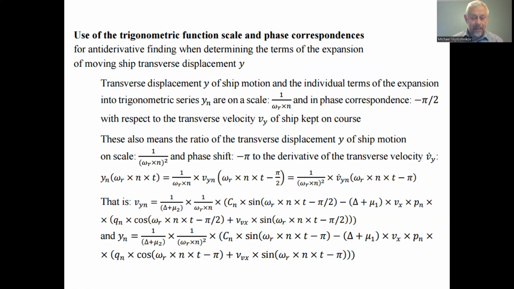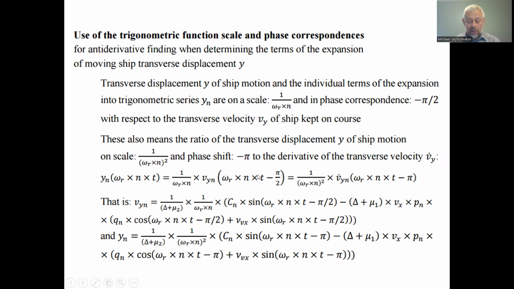After that, we have to find the transverse displacement and angular displacement. Here we find the transverse displacement of ship motion. The individual terms of the expansion into the trigonometric series have the same scale, 1 divided by the cyclic velocity of the angle of the rudder turns, by the denominator, and the phase correspondence minus pi divided by 2 with respect to the transverse velocity of the ship kept on course.